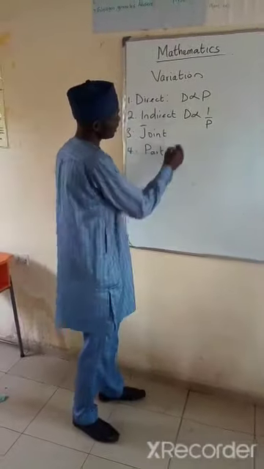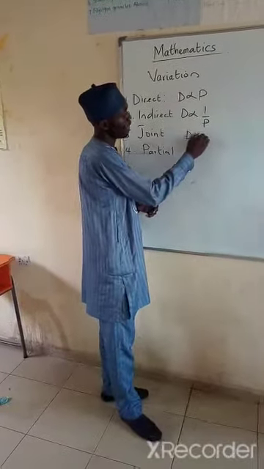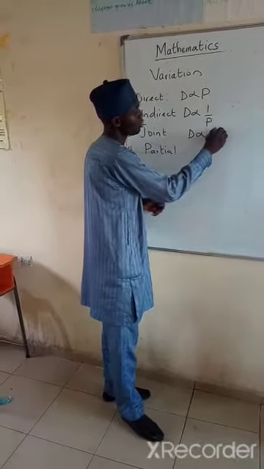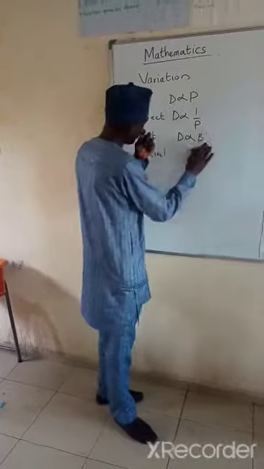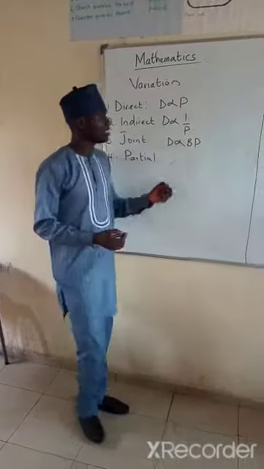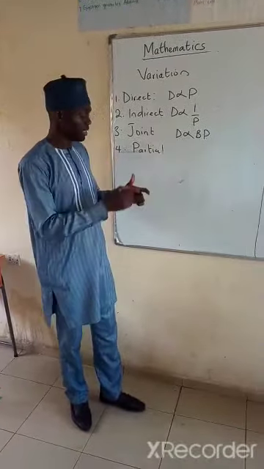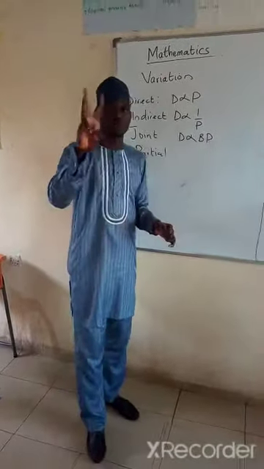Now for joint variation, you have a situation whereby you will be having two constants coming together. Two constants coming together. You understand? You see we have BP, so meaning that we have about 3 variables now coming together.